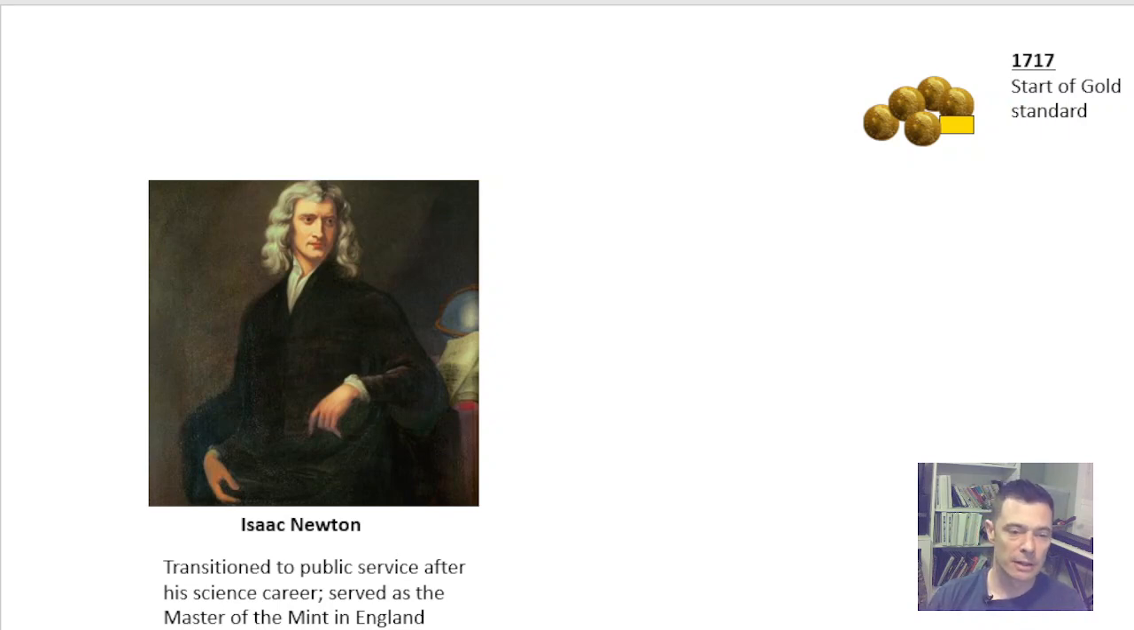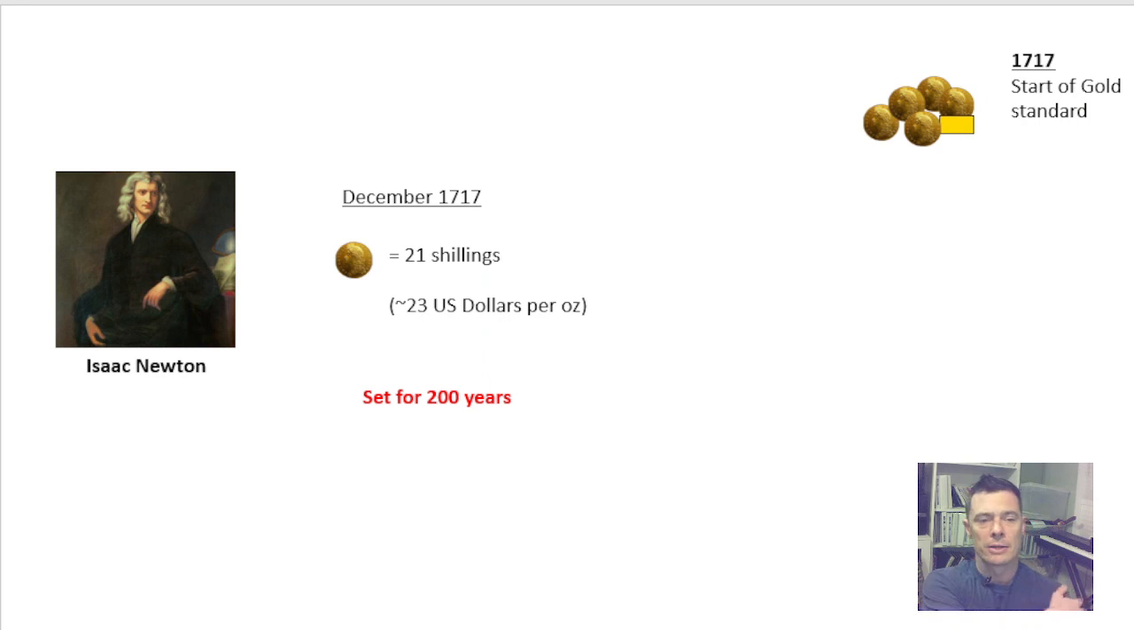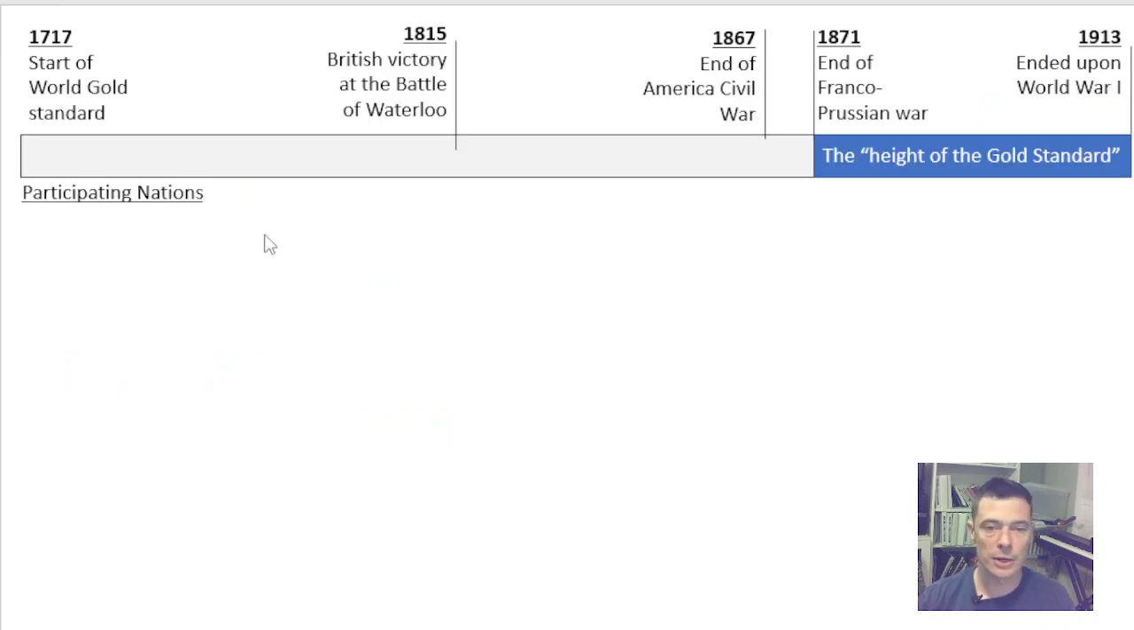And then, oddly enough, Isaac Newton now comes into the scene, a very famous scientist turned public servant. It's a long story, and he had a very small part in this, but he made a small adjustment to the price of a gold guinea in shillings, and this price remained the same for 200 years. This was the backbone of the gold standard, and this is incredible. His decision is considered to be the official start of the gold standard.